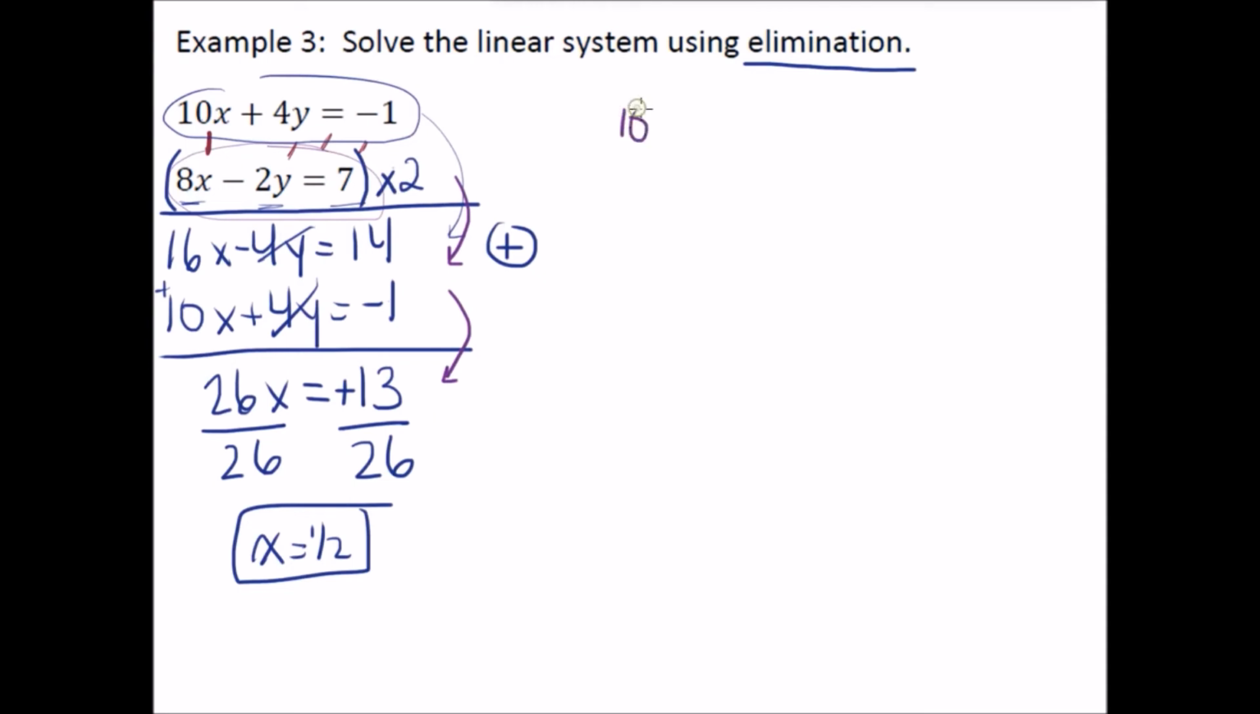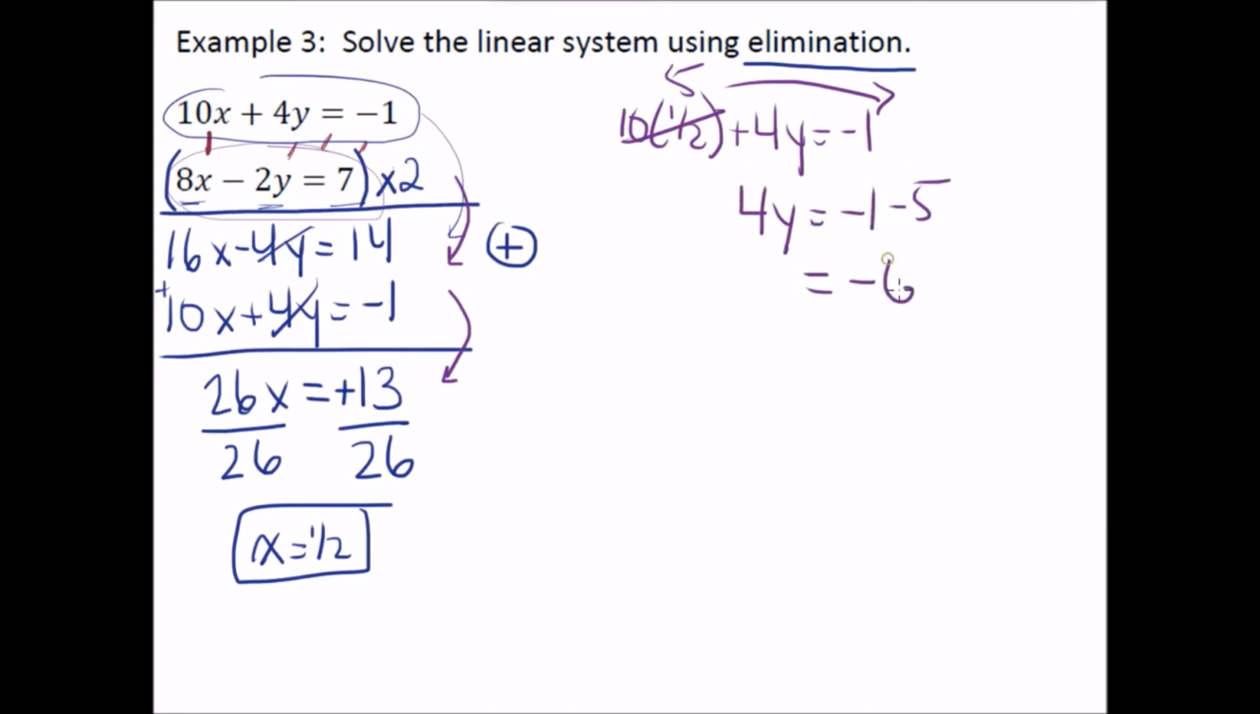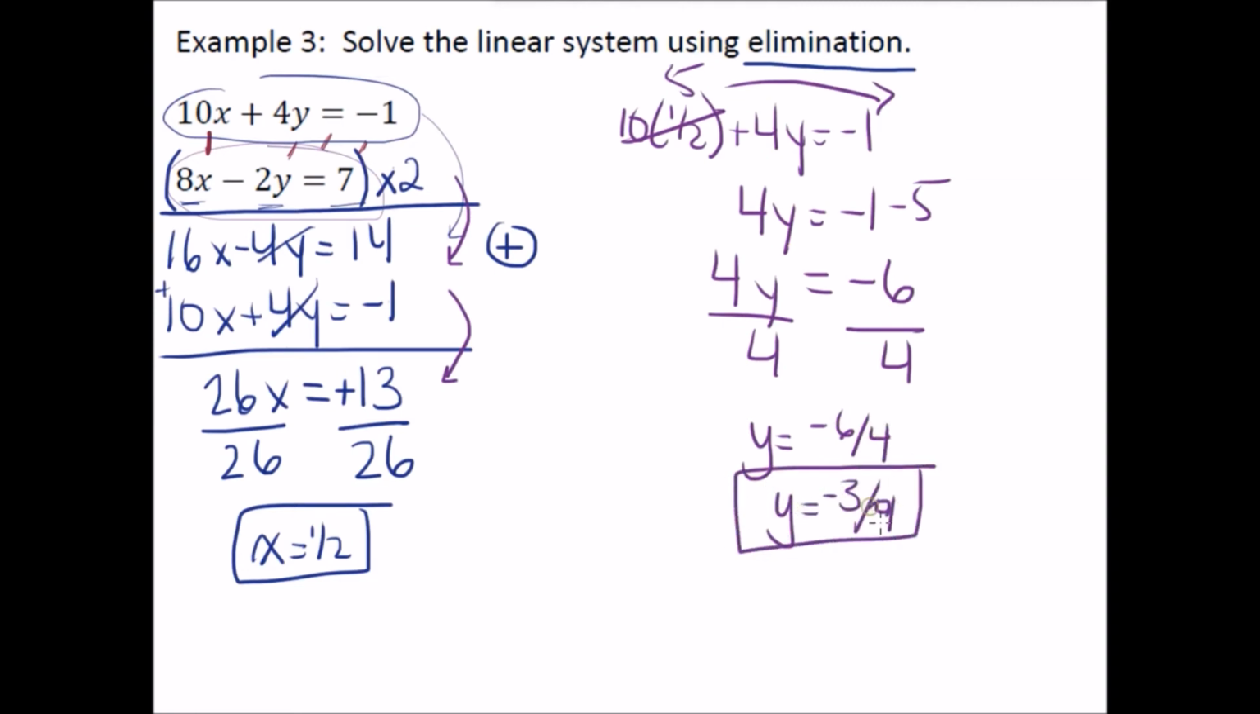So let's go 10 times 1/2 plus 4y equals negative 1. So this is just 5, and let's bring it over. We have 4y equals negative 1 minus 5, which is negative 6. Okay, divide both sides by 4. I get y equals negative 6 over 4, which is just y equals negative 3 over 2. So therefore the point of intersection of this one is 1/2, comma, negative 3 over 2.